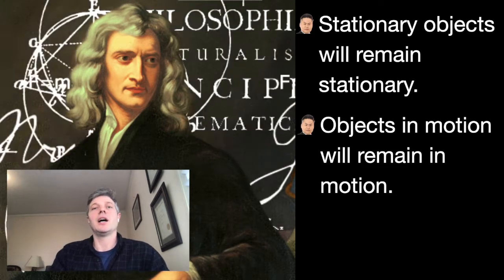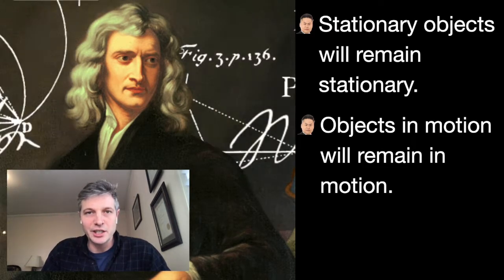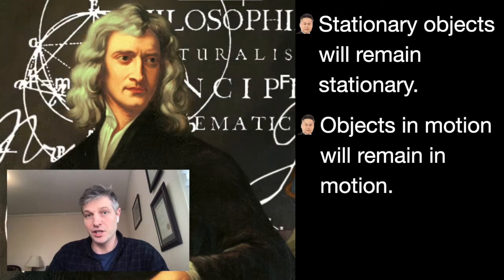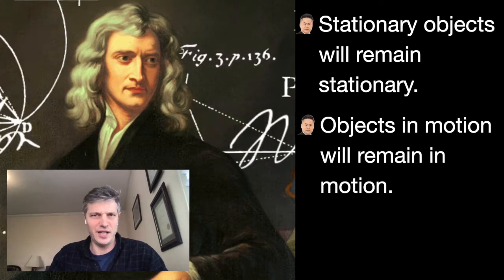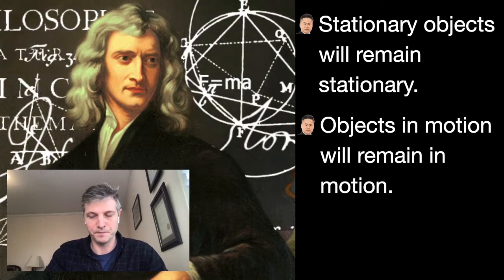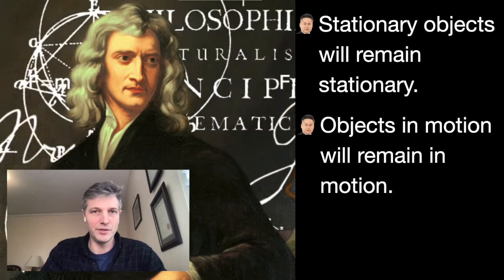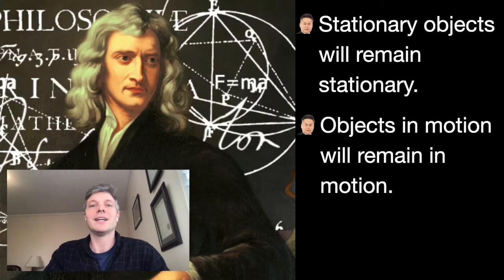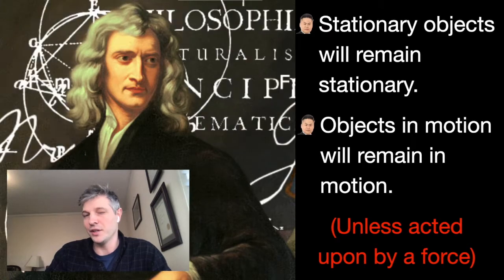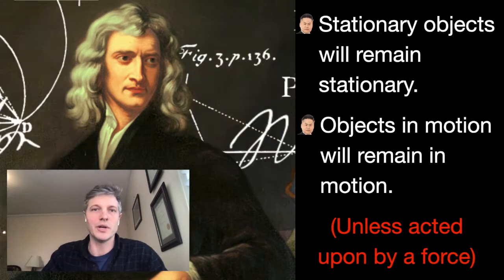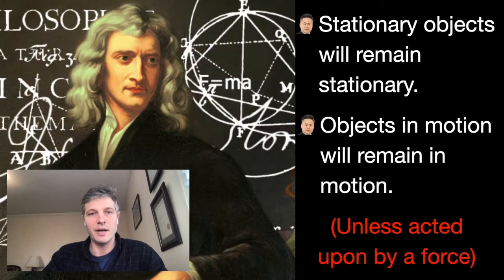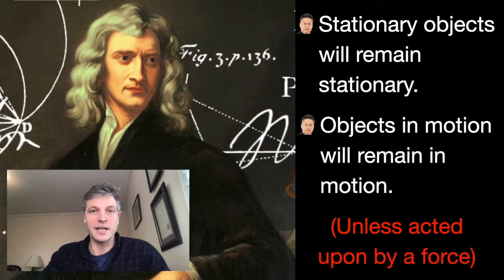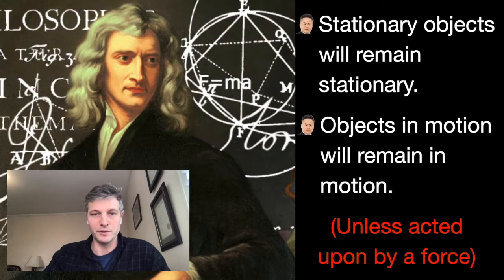In other words, objects don't like to change their motion, whether it's stationary or moving. They have this tendency to not want to change it. Now, it does come with a little proviso, and that is that they will maintain their motion unless acted upon by a force. This is the link to Newton's second law, which we'll look at in a couple of lessons. But for now, it's essentially objects wanting to maintain their current status of motion.